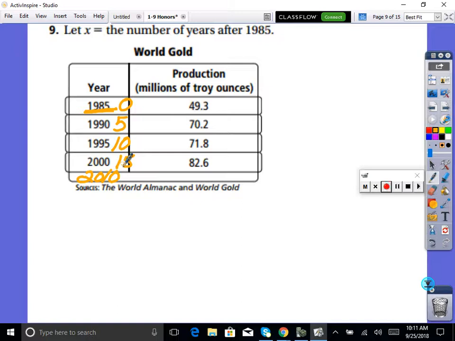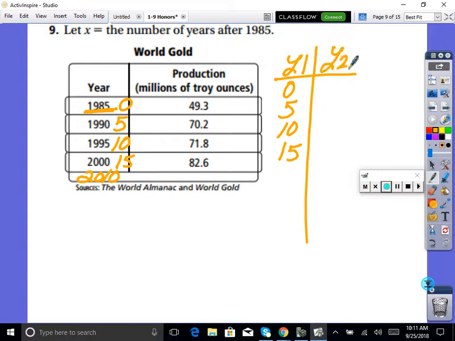Okay, so everybody go to stat, edit. In list 1, type in your x values. 0, 5, 10, 15. And in list 2, type in your y's.